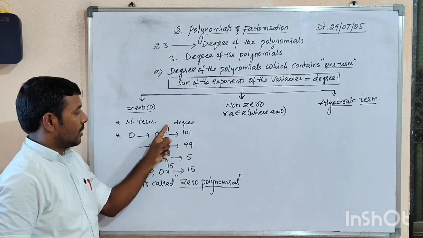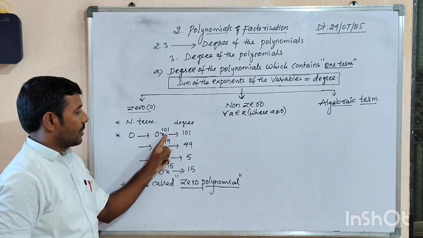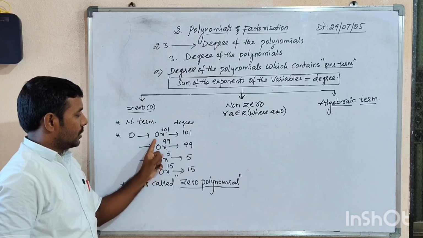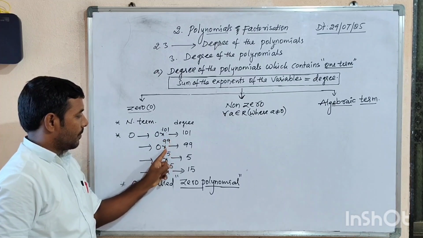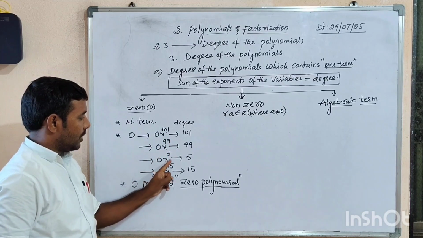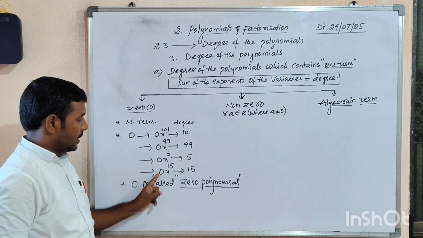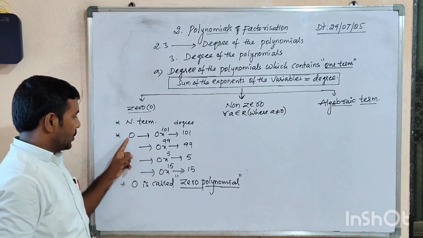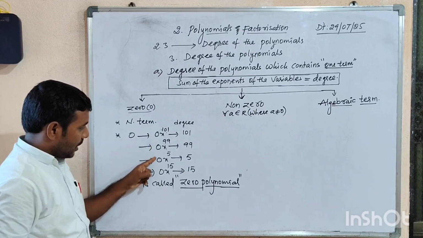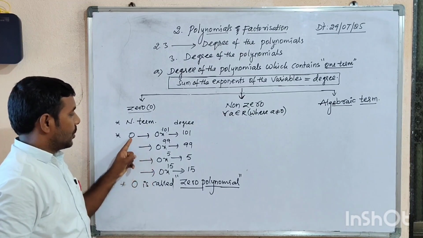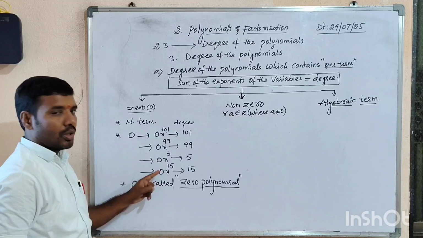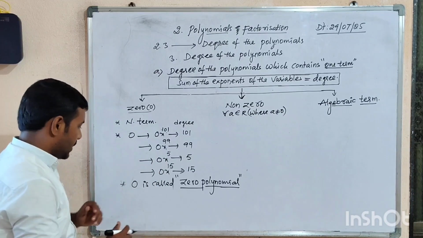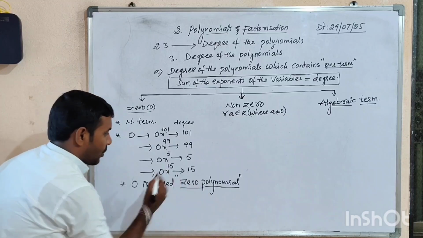a polynomial only, no? I think you understood. This is a polynomial only. This is also one of the polynomials. This is also polynomial. So 0 is expressed in such a way, and for that reason 0 is called a polynomial. In a sense, 0 is called the zero polynomial.